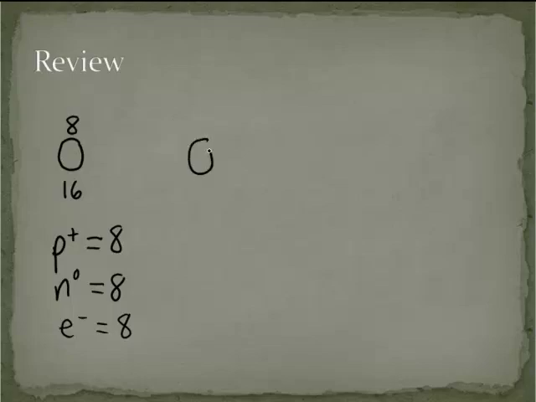What if we had oxygen with a -2 charge? What would that mean? Give you a little bit to think about it. Our protons are still going to be the same because it's oxygen. Our neutrons haven't changed because it's not an isotope.